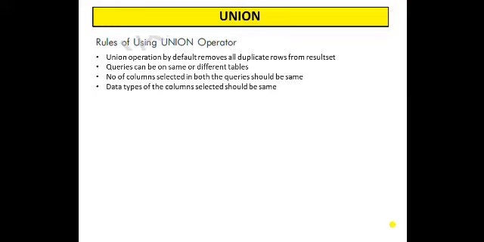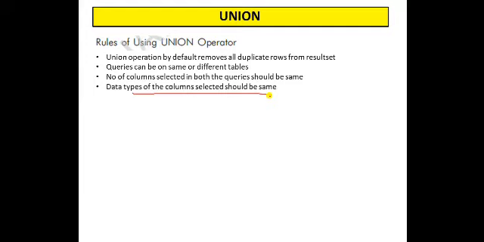So the next rule says that the data types of the columns selected should be the same. So whichever columns ename, job, sal are in the first query, even if you are referring to two different tables, you must take care that both the tables have the same data type for the columns. It won't work if one table has one data type and the other table has a different data type.